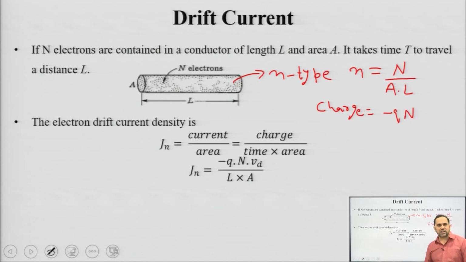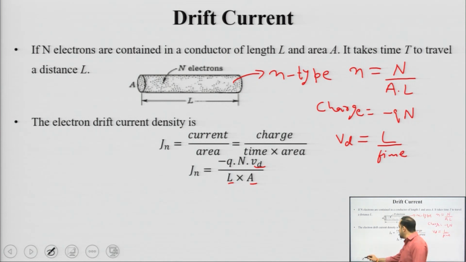How much time is it taking? For time I have replaced it with a distance. So, if this is the drift velocity, velocity is distance upon time. How much distance are these charge carriers travelling? They are travelling length L, across some time. This time I have replaced with L over v_d. So, instead of time I write distance and the speed, and area is represented by A.